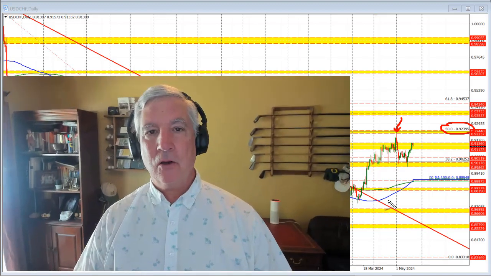So that's my technical look at the dollar versus Swiss heading into the close and into the new trading week.